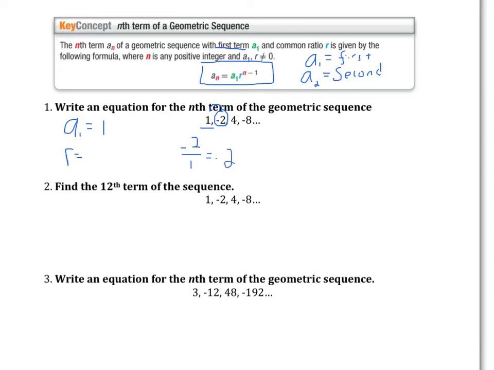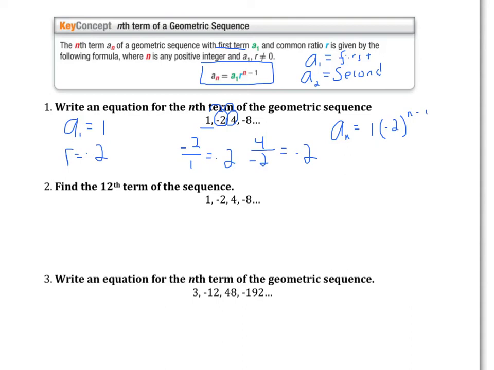And just to check and make sure that's correct, we're going to take the third term and put it on top of the second. 4 over negative 2. We can reduce that to negative 2. So the common ratio is going to be negative 2. And then we can plug those into our equation. So a sub n, whenever we say n, we're just saying we can fill in whatever number we want for that. We can find that term. So a sub n equals the first term, which is 1, times the common ratio, negative 2, to the n minus 1. And I'll talk more about what the n means in our next example.